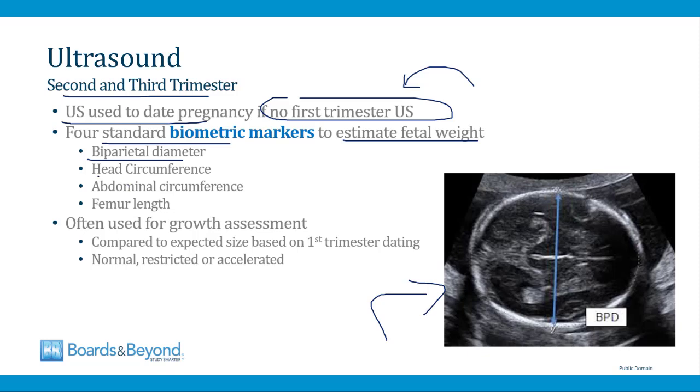You can also measure the head circumference of the fetus, the abdominal circumference, and the length of one of the femurs. And so all of these measurements here can be used to estimate the fetal weight, and that's used for a growth assessment of the fetus. You can compare the estimated fetal weight to the expected size based on first trimester dating, and from this you can decide whether or not the fetus has growth that's normal, restricted, or accelerated.